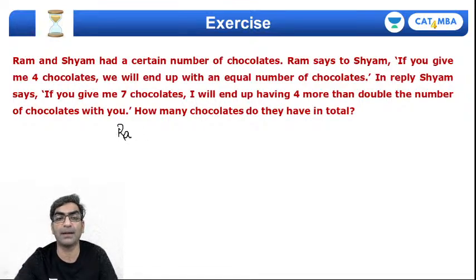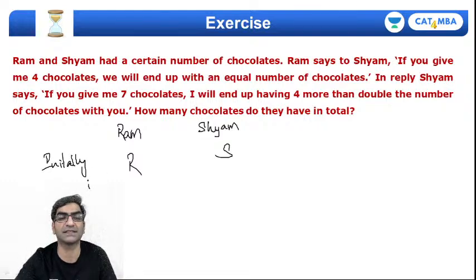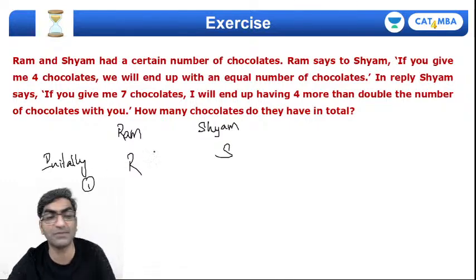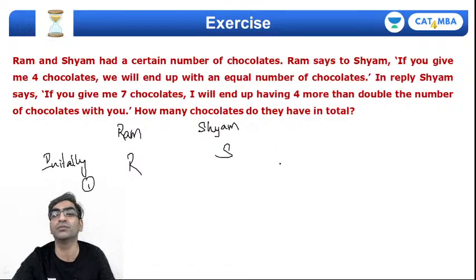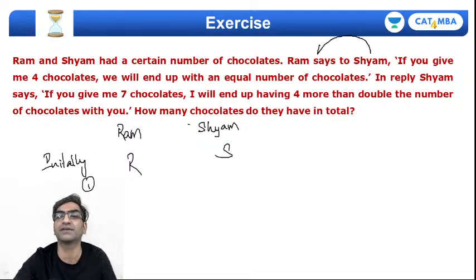Right? Ram had R chocolates, Sham had S chocolates, and these were the numbers that they had initially. Okay. What happens now? First scenario, if Ram says to Sham, if you give me. Now who gives whom? Sham gives Ram. In this case, Sham gives 4 chocolates to Ram. So Sham will have 4 less, Ram will have 4 more, which means Ram will end up having R plus 4, Sham will end up having S minus 4.